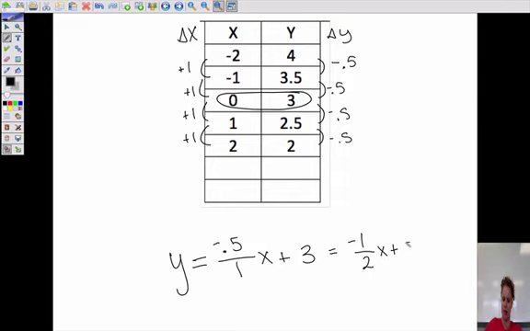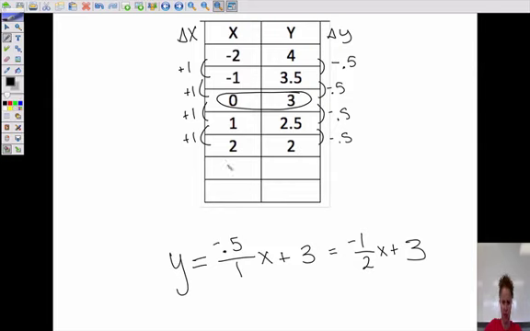x plus 3. And if we look at this, half of 0 is 0, plus 3 is 3. Negative half of -1 would be 0.5, plus 3 would be 3.5. Negative half times 1 would be -0.5, plus 3 is 2.5. Negative half of 2 is negative 1, plus 3 is 2. So then they have some empties here.